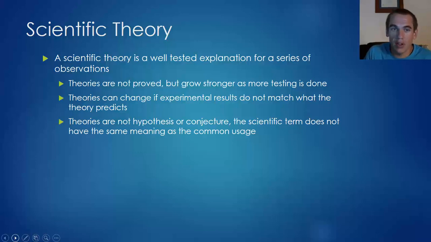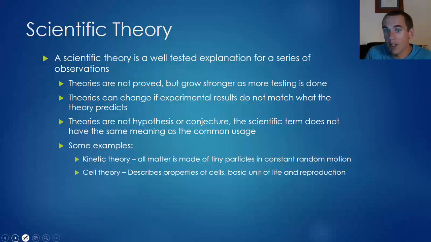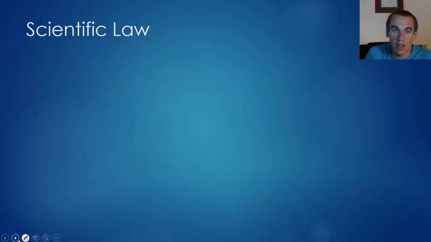So when we use the term theory in science, we're using it differently than it is used in everyday common usage. So some major examples of theories, we have kinetic theory, or the theory that all matter is made up of particles in constant random motion. Changing that motion changes the property of the matter. Cell theory gives us the basic unit of life and how life adapts and changes and reproduces. And Big Bang theory tells us how the universe might have come into existence. So those are major scientific theories.